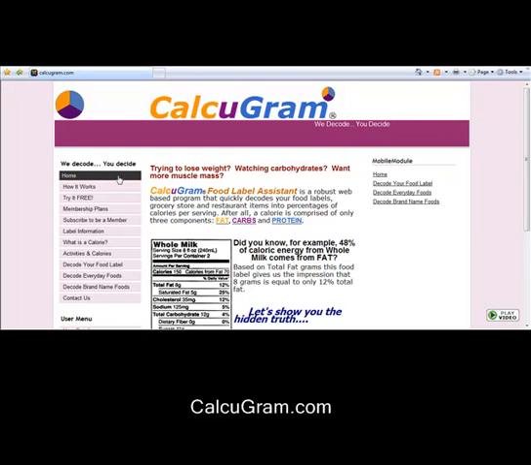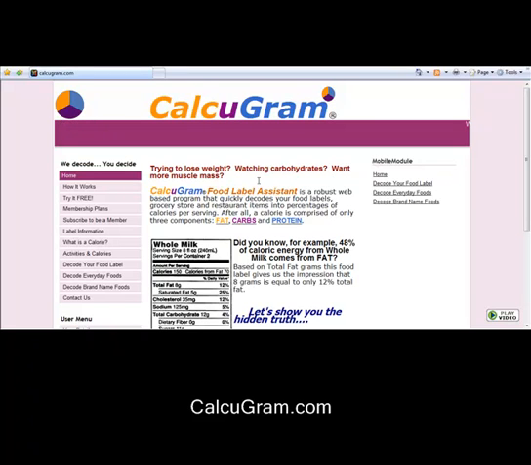Welcome to Calcugram Demo. The purpose of this is twofold. One is a tutorial for those of you who are already members, and two, this is also for those of you who are thinking of joining Calcugram, so you understand what its benefits are. If you take a look at the top here, this is really what it's all about.